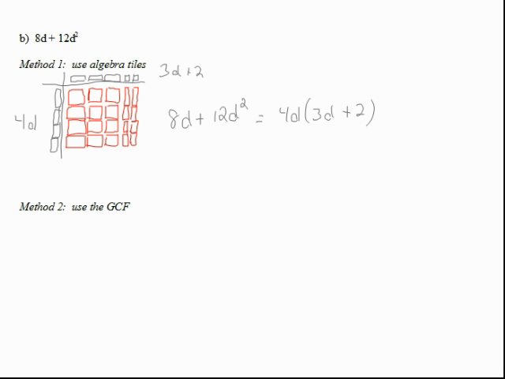Okay? And I can check this algebraically with my rainbow lines. So 4D times 3D is 12D squared, and 4D times 2 is 8D, which is what I started with. I just have it written in the other order. So there we go. Now let's do this one using the greatest common factor.